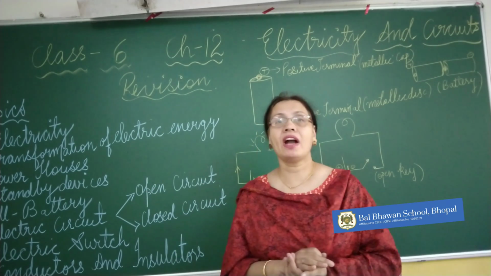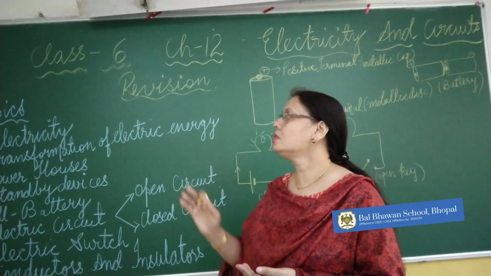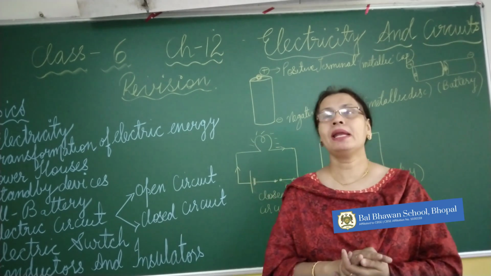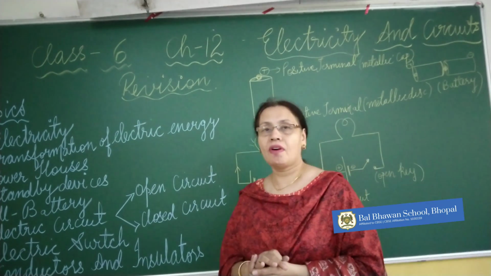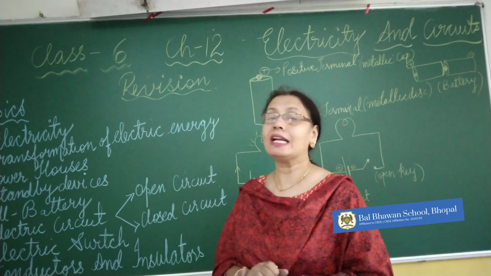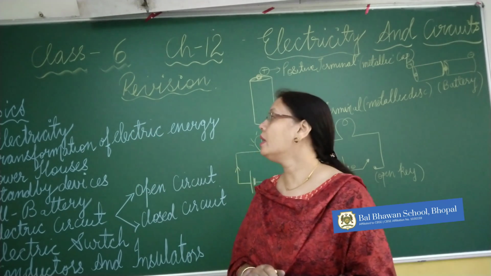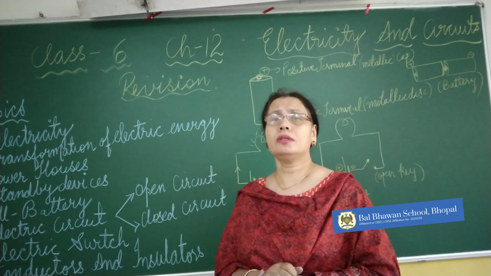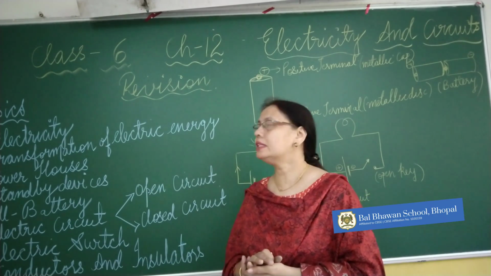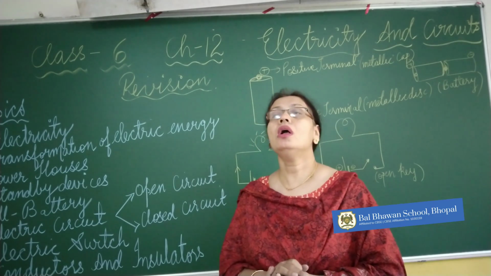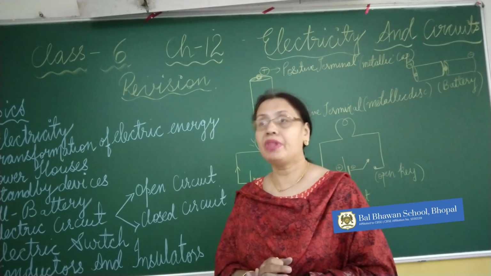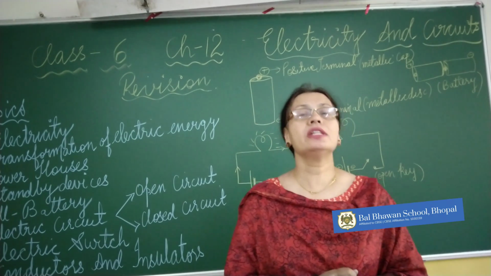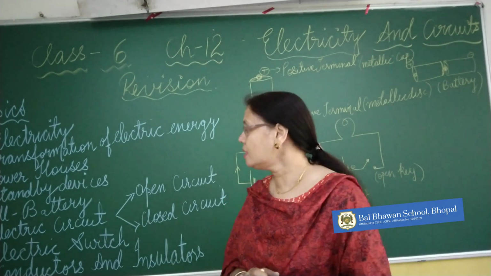And there are many devices which bring about this conversion. For example, electric bulb, electric tubes. They are the devices which help in conversion of electrical energy to light energy. Then we have electric motors. They are important in converting electrical energy to mechanical energy. Then we have electric bell, which is changing electrical energy to magnetic energy.